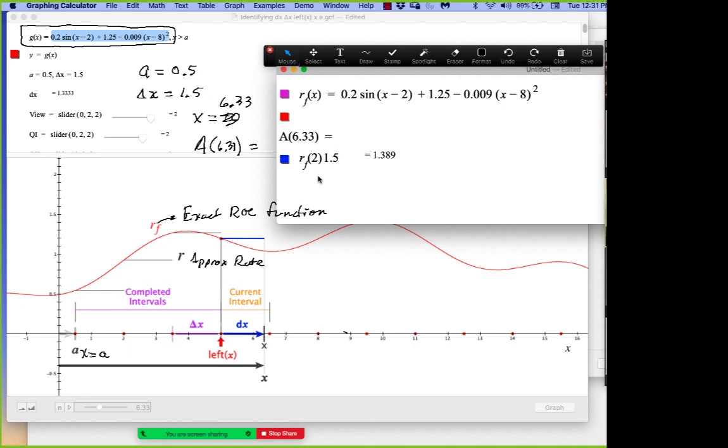I'm going to take over for Richard. So you all agree that that's part of it. Yeah, and then plus r sub f of 3.5, okay. And then times 1.5. Okay. What else?